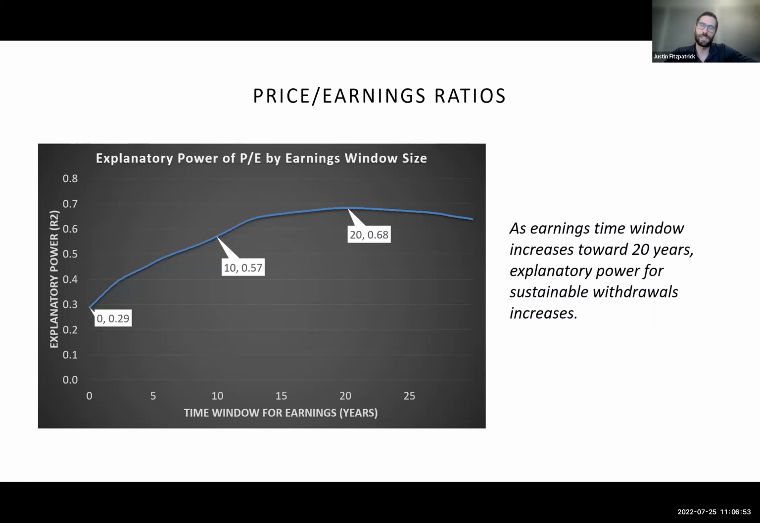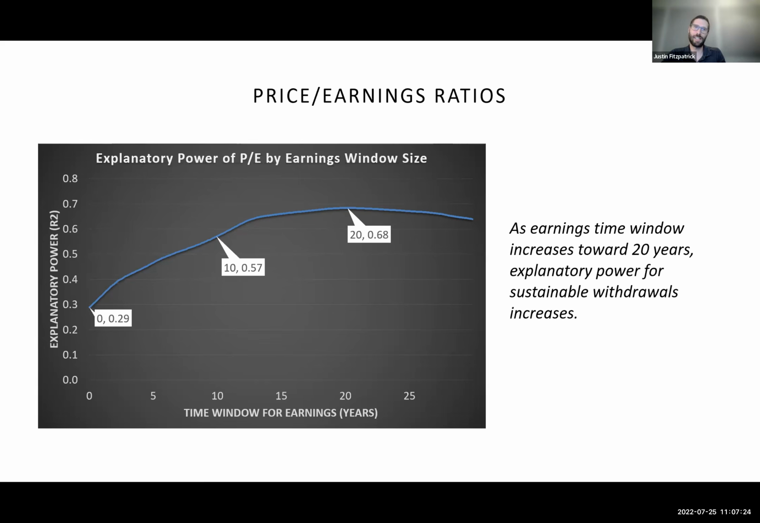So you'll see this pattern throughout these three examples. With price earnings ratio, we see that the longer the time window over which we measure those earnings, the more explanatory power, which is a term of art in statistics. It's a way to avoid saying predictive power. It's correlation, not necessarily causation. The higher the explanatory power of price earnings ratio, or CAPE, is, up to a point, right?